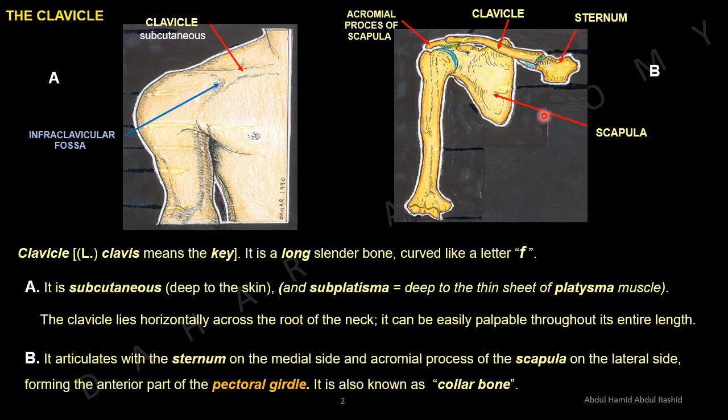The clavicle articulates with the sternum on its medial side and with the acromial process of the scapula on its lateral side. Clavicle with scapula form pectoral girdle. Upper end of humerus articulates with the scapula and forms shoulder joint. The clavicle is also known as collar bone.